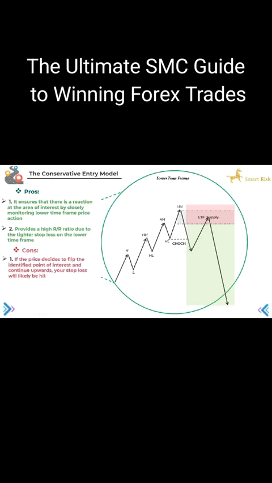If the price decides to flip the identified area of interest and continues its upward movement, your stop loss placed on the lower time frame may get hit. Because by using this type of entry, there's also the possibility of a continuation flip pattern forming on the higher time frame. Or if the price requires more buy-side liquidity to be swept, using this type of entry may trap you in the market. Another drawback is that you're more likely to miss out on trades if you refine your entry zone too much. Now let's dive into the third entry setup, the ultra-conservative entry.